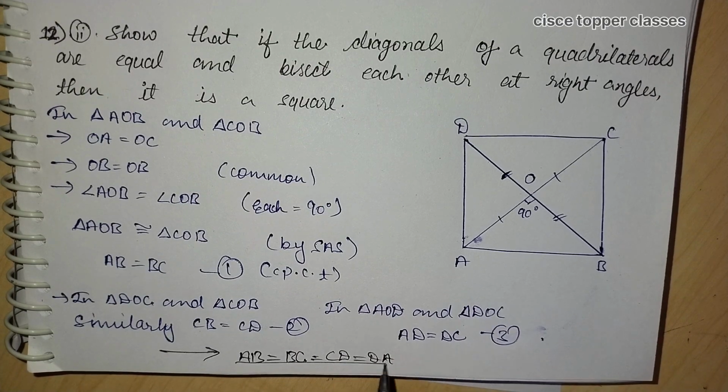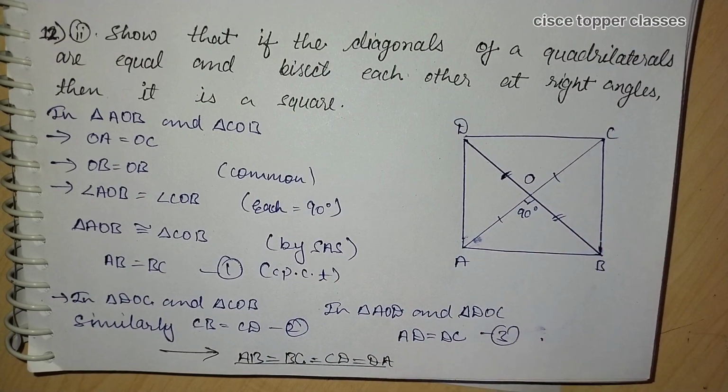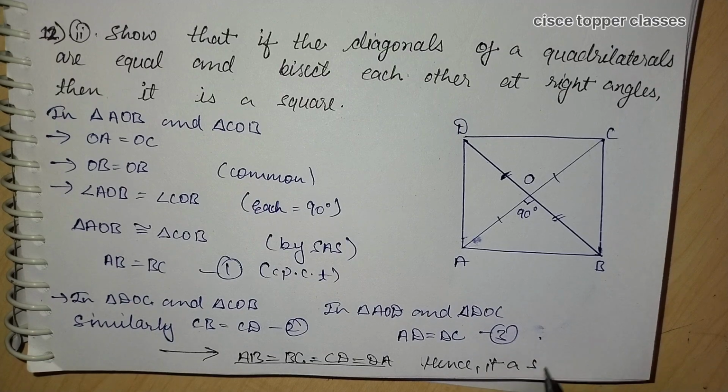And this is all we have to prove, because all the sides of a quadrilateral are equal, which means it is a square. Hence it is a square, which we have to prove in this question.